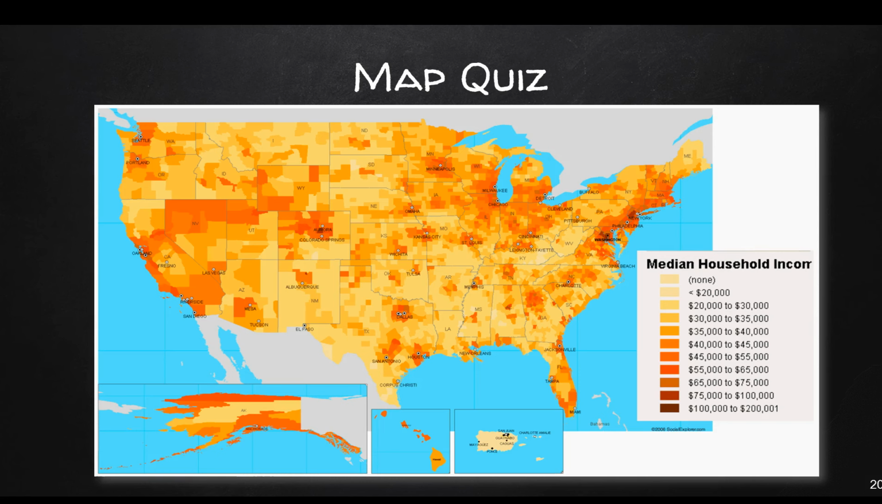The eye can't discern between all these different colors. So between none and less than 20,000 looks pretty much the same to me. 20,000 to 35,000 looks pretty close to me. So it's hard to tell the differentiations. So you want somewhere between 5 and 7 classifications or bins for color. The eye can pick that out much better.